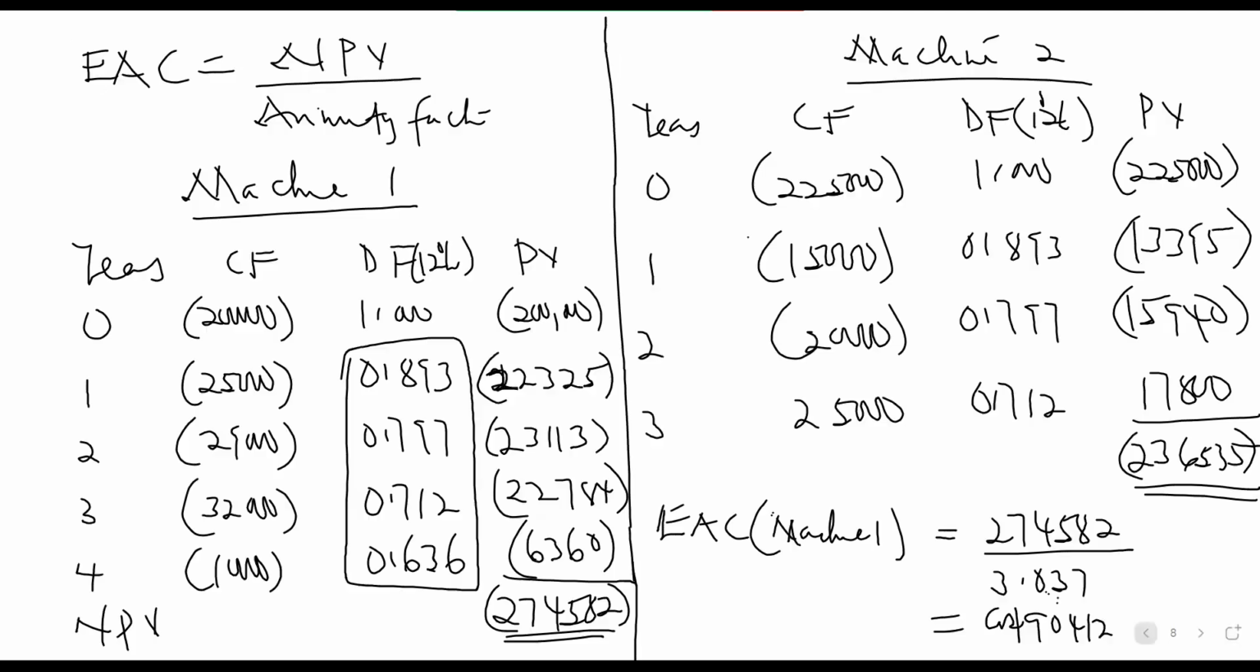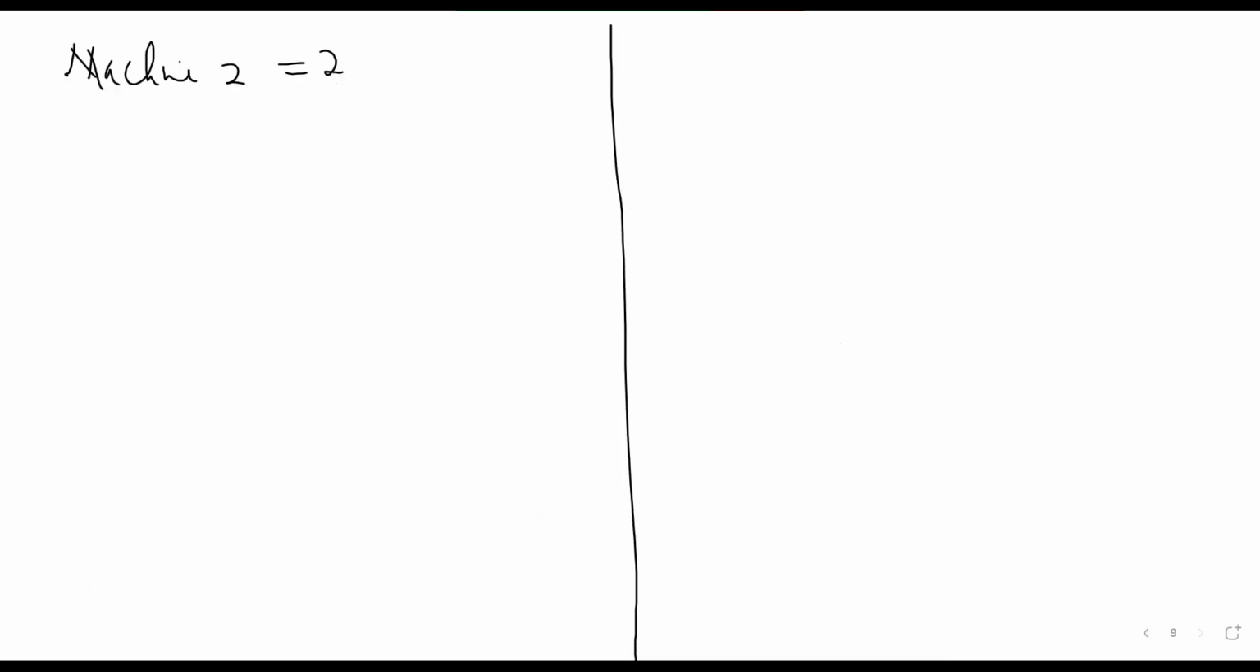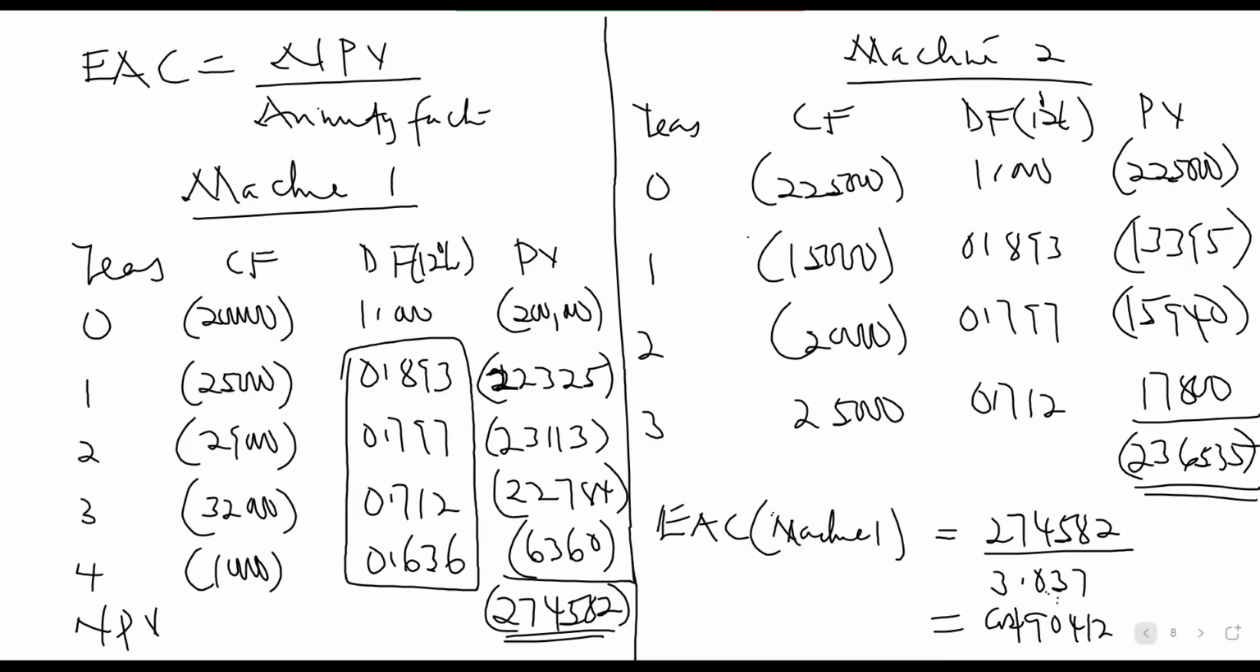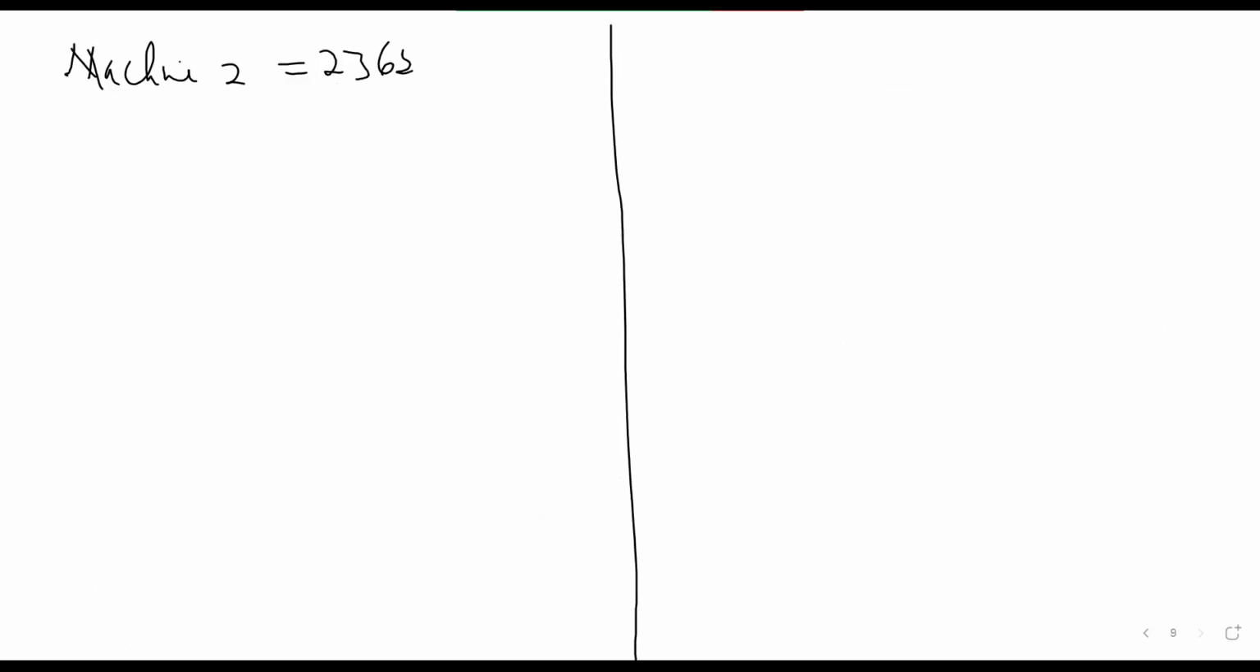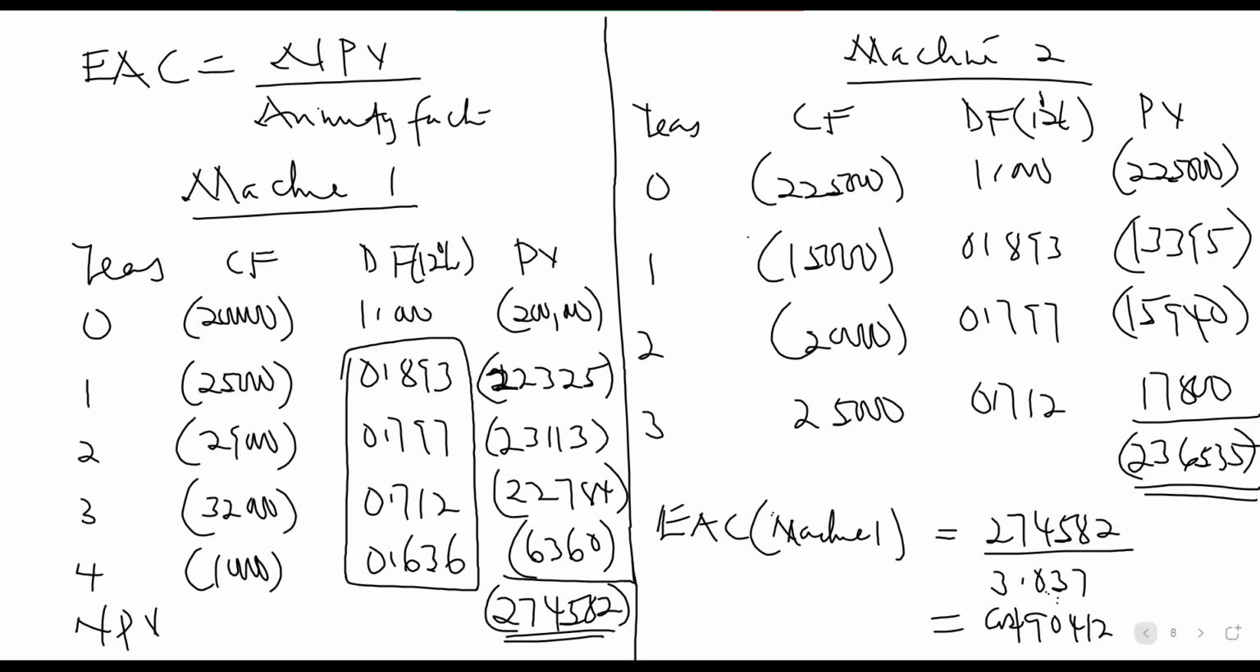Okay, let's go to the second. Let's do it for machine 2. Machine 2 gives us the present value of 236,535, divided by the annuity factor. So you divide by the annuity factor for 3 years: 0.893 plus 0.797 plus 0.712. I'm getting 2.402.